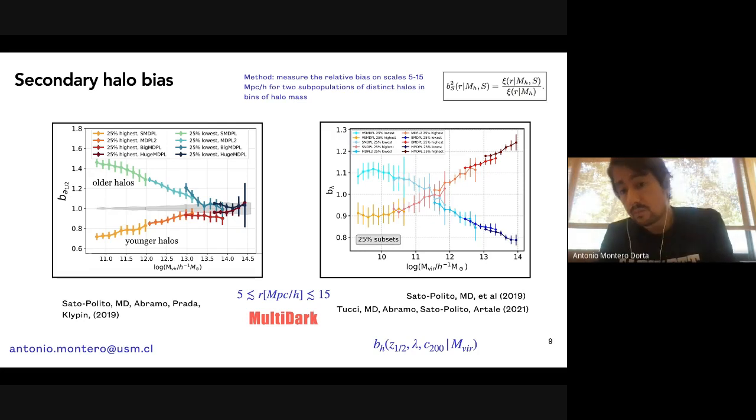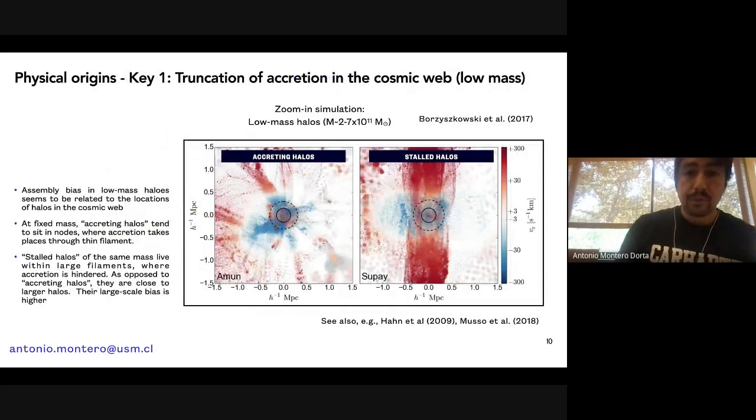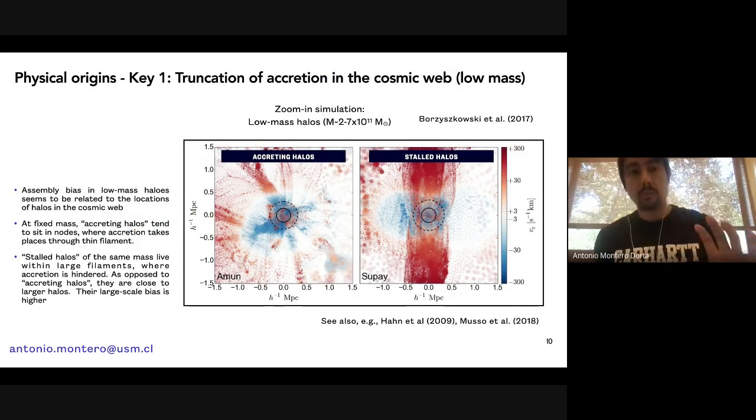What we show on the right-hand side is that the spin bias signal is a little interesting because it crosses over at around 10 to the 11.5 approximately. That is a very clear demarcation. Above that mass, you have higher spin halos being more highly biased at fixed mass, whereas that trend reverses at the low mass end.